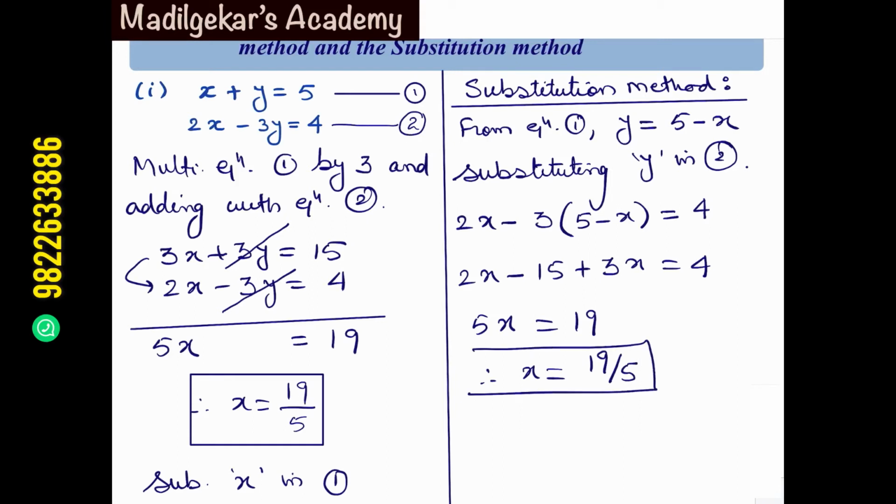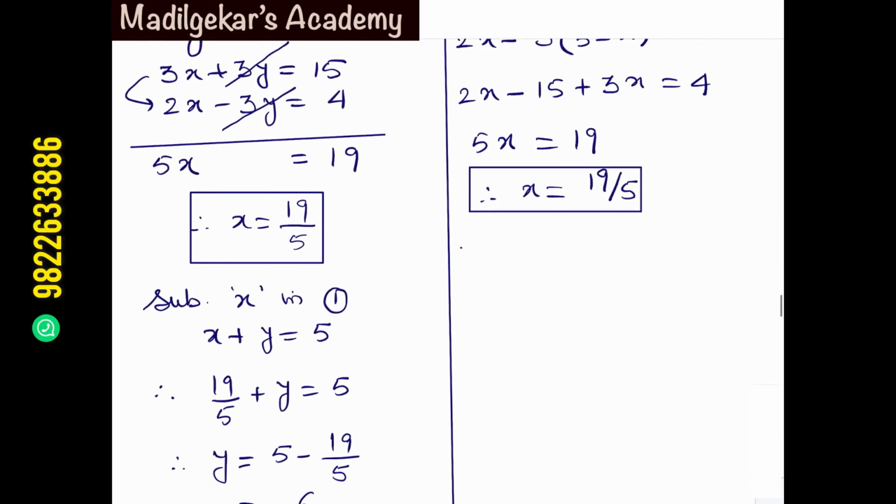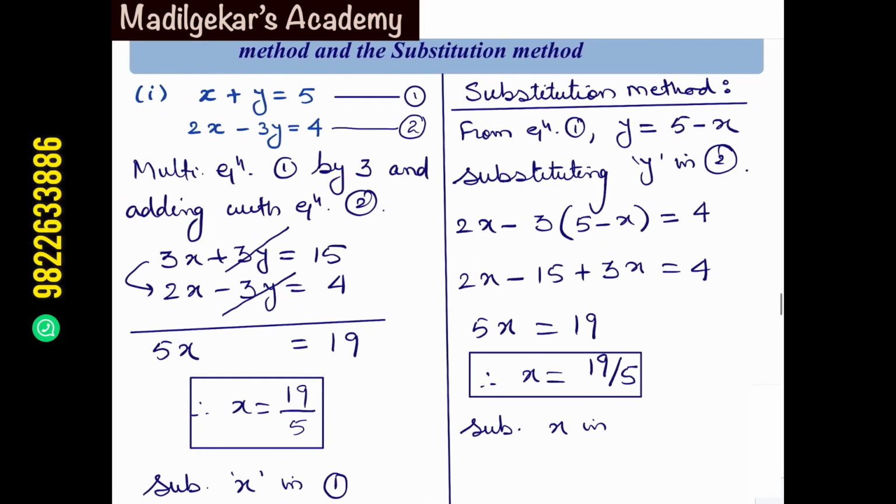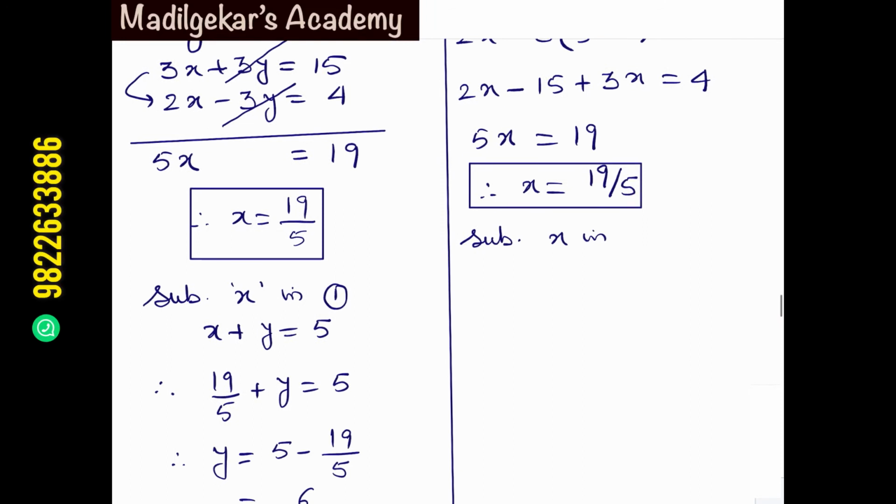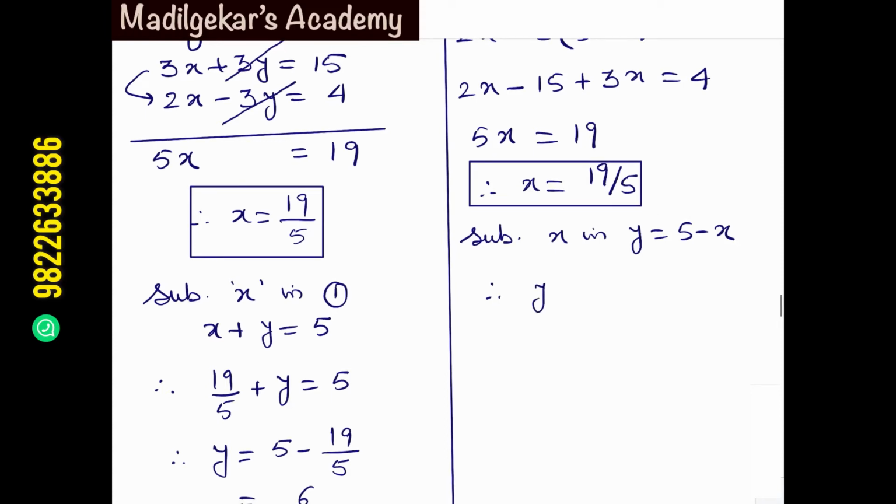19 by 5. You will get the same answer whether you solve it by substitution method, elimination method, or later on the cross multiplication method, which we are going to study. You will get the same answers. Substituting x in any one of the equations, let us substitute in equation 1. So y is 5 minus x. So y is 5 minus 19 by 5. So it gives y equals 6 by 5.